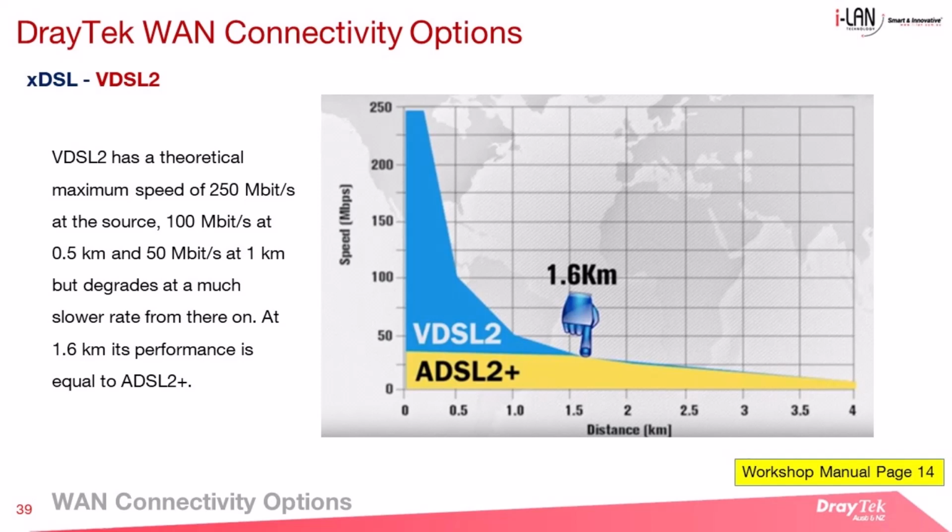VDSL2 is similar to ADSL2, so it has a theoretical maximum speed of 250 megabits per second at the source, but it drops off quickly up to half a kilometre. And then by the time we get out to 1.6 kilometres, it's much the same as ADSL from there. So in most cases, the ISPs will only approve a fibre to the node connection up to about 1 kilometre from the node, so they can guarantee the performance.